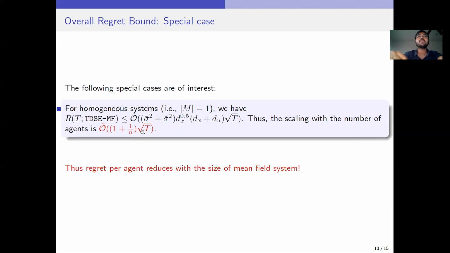So the regret per agent reduces with the size of the mean field system, compared to the other algorithms where the mean regret per agent was increasing with the size of the network. So that is the main result which we are obtaining in our paper.